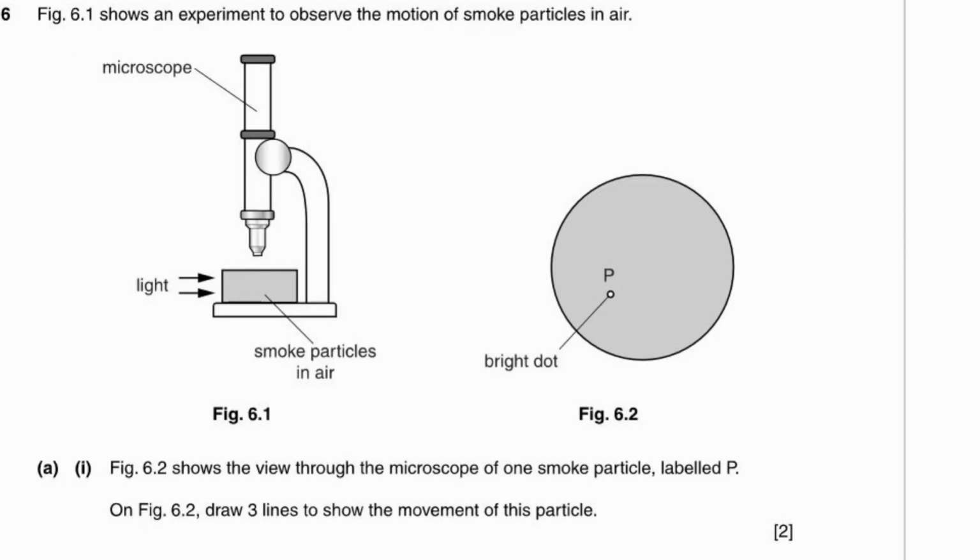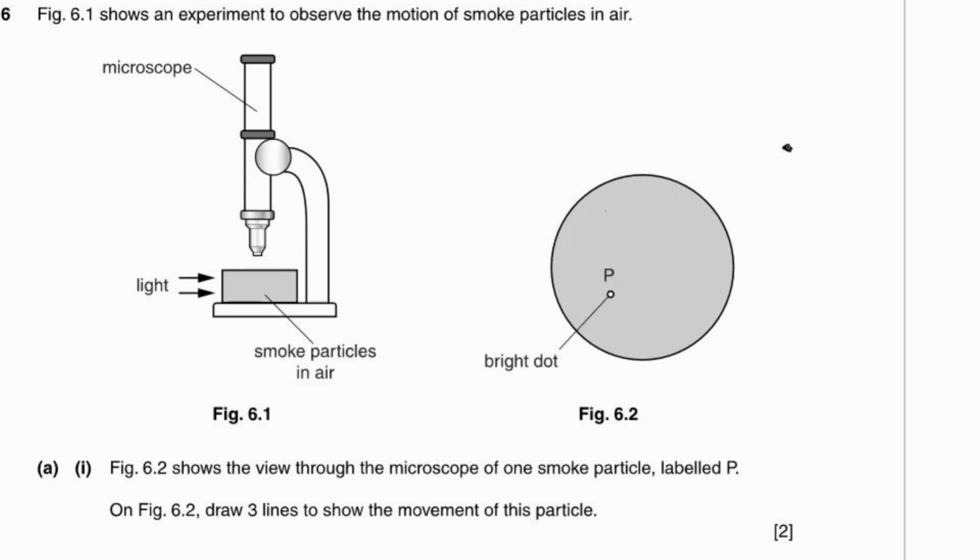Question 6. Figure 6.1 shows an experiment to observe the motion of smoke particles in air. We've got a little Brownian motion experiment now. The light and smoke particles in a microscope, and we've got a bright dot. Figure 6.2 shows the view through the microscope of one smoke particle, labelled P. On figure 6.2, draw 3 lines to show the movement of this particle.